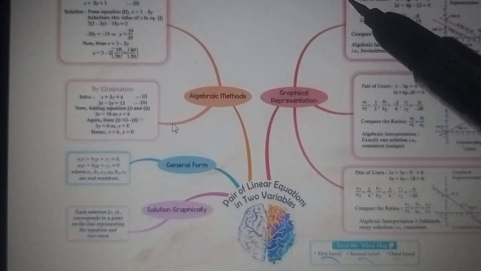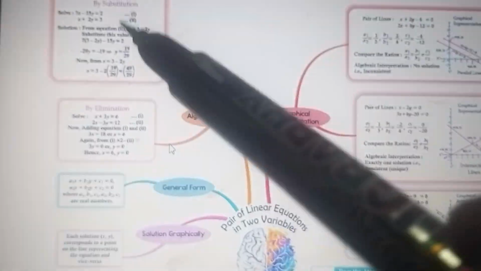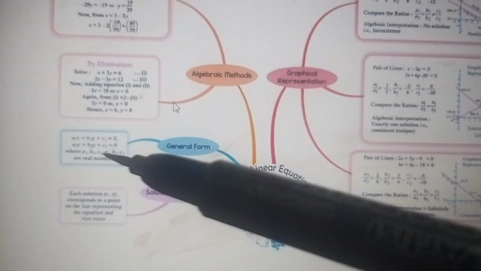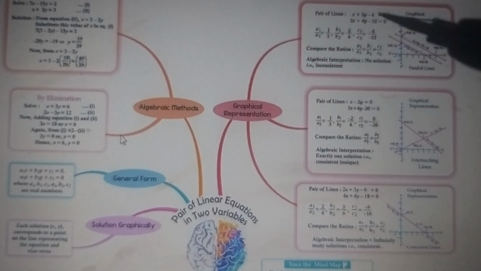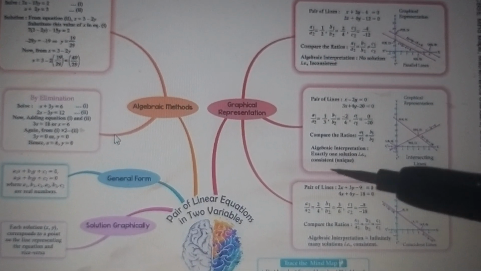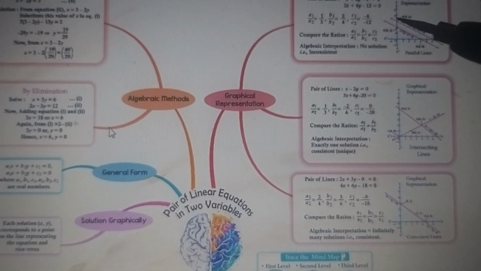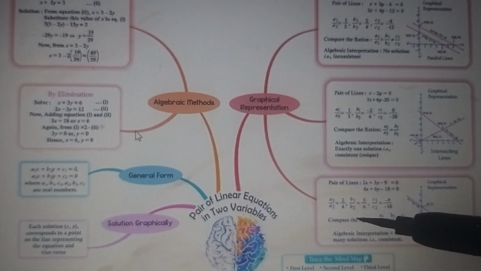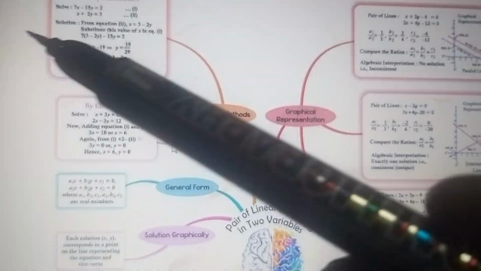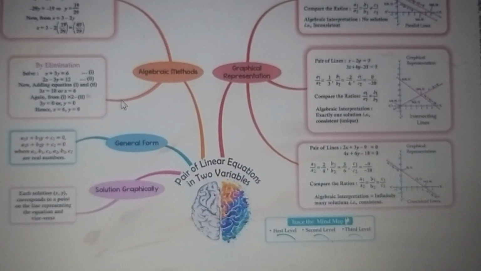Okay, this is the mind map of pair of linear equations in two variables. Very important: elimination and substitution method, children, and the general form of pair of linear equations and graphical representation, comparing the ratios, consistent, exactly one solution, infinitely many solutions, and no solution. We have to remember all these conditions. Three different conditions we have in graphical representation, and two algebraic methods for finding the values of x and y.